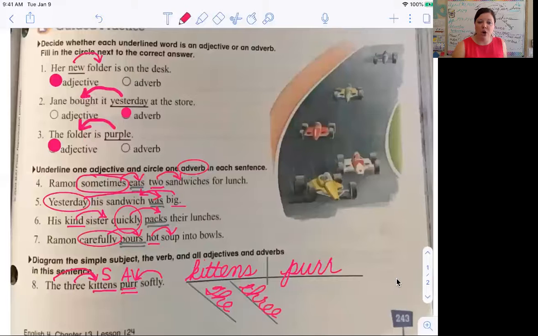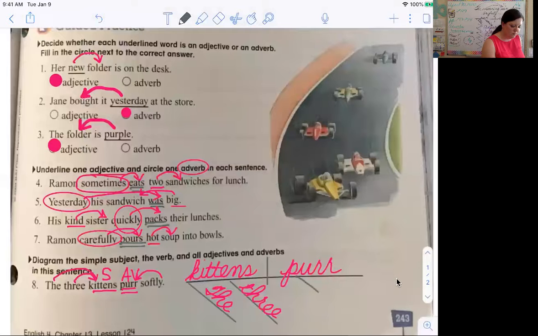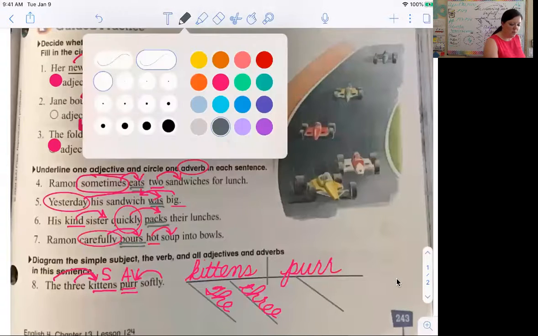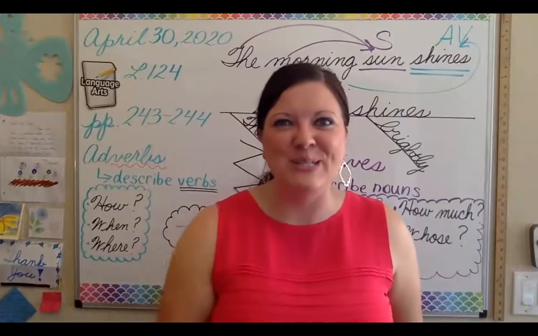What is describing purr? Softly. Let's go ahead and write another diagonal line. This time, let's write it underneath the verb, like this. Now that we have our diagonal line drawn, let's write softly on top of that line. Softly goes underneath purr because softly is giving us more information about how the kitten is purring. The kitten is purring softly.